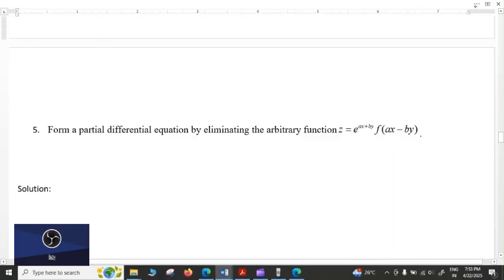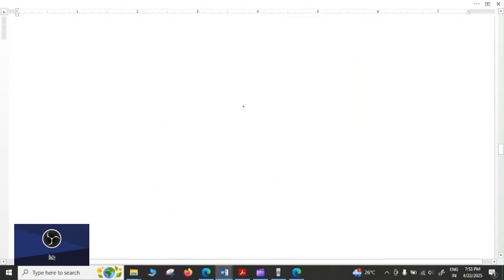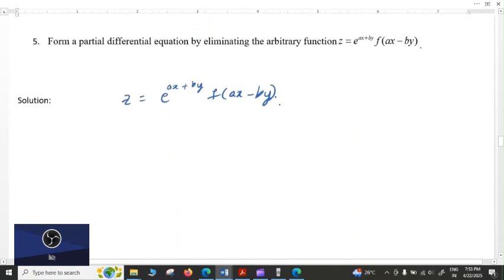The given arbitrary function, what they have given here. Let us take the arbitrary function z is equal to e raised to ax plus by f of ax minus by. So one by one, we'll differentiate this with respect to x and y. We'll find the arbitrary function. So first, we differentiate with respect to x, and then we'll differentiate with respect to y. Then we see p and q value.